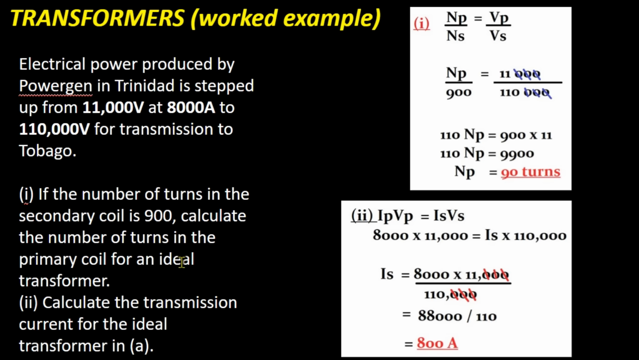Ideal transformer means that there's 100% transmission, there's no power loss. 2. Calculate the transmission current for the ideal transformer in A. Take a look at the working on the right. Feel free to pause the video and go through it yourself.